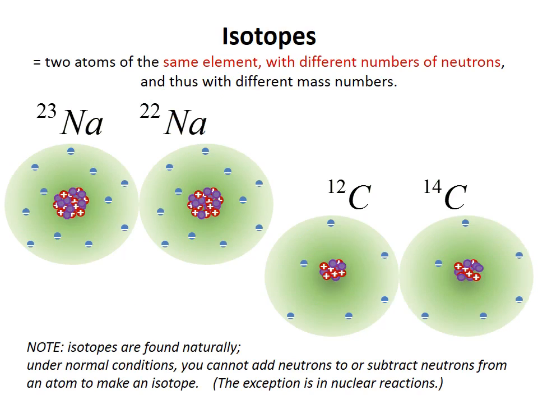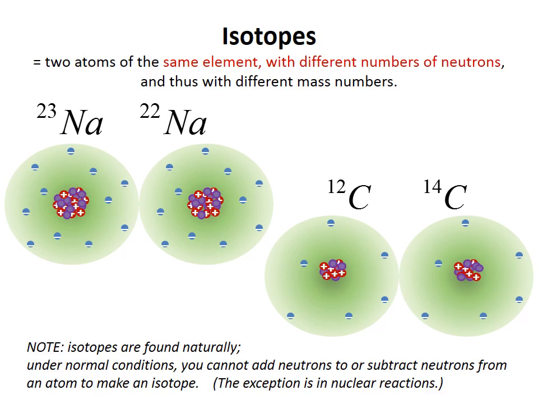Now we also have things called isotopes. Isotopes are considered to be 2 atoms that are the same element, so they have the same number of protons, but they have different numbers of neutrons, and therefore they'll end up with a different mass. So on the left we see sodium 22 and sodium 23. The 22 and the 23 are telling me their mass.